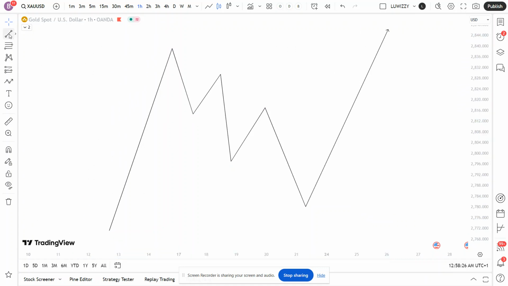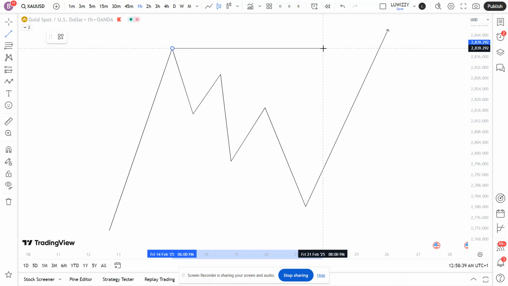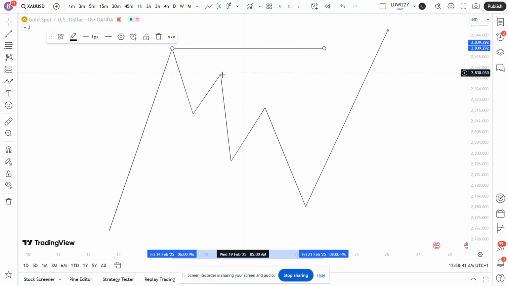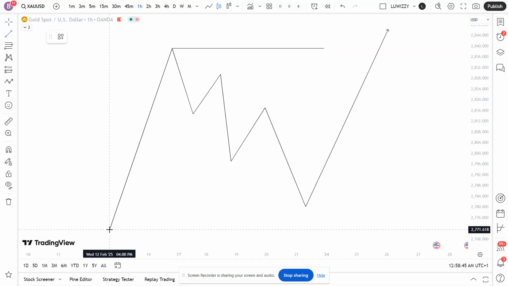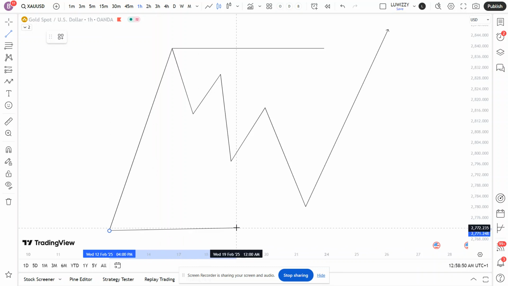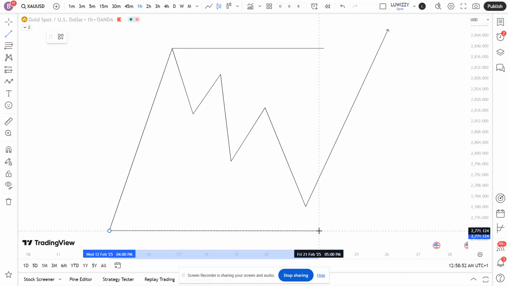Now, what you have to do is know your range high and your range low. Romeo students will call it CRT, right? They'll call it CRT. So you have to know your range high. This is your range high, and this is your range low. This should be your range low, right?